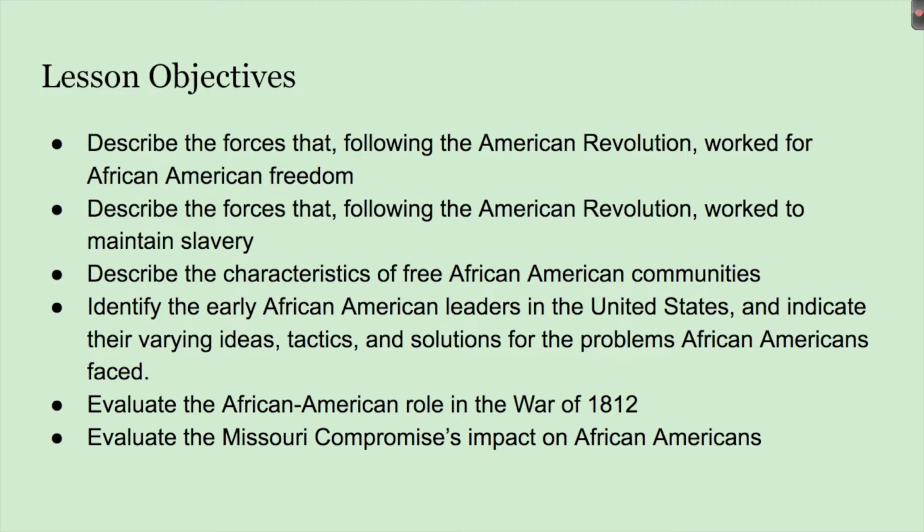freedom. We're also going to look at the forces following the American Revolution that worked to maintain slavery. We're going to describe the characteristics of free African American communities. We're going to identify early African American leaders in the United States and their varying ideas, tactics, solutions for the problems African Americans faced. We will also look at African Americans and their role in the War of 1812. And lastly, we're going to look at the Missouri Compromise and how this impacted African Americans.